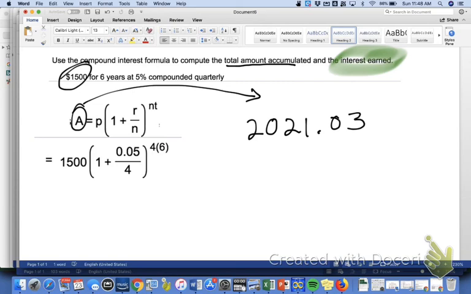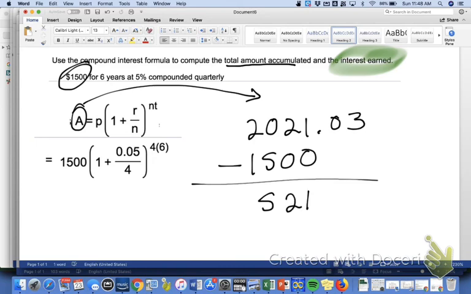But to find out how much of that is interest that I earned, I need to go back and subtract the original $1,500 that I invested in the first place, because obviously that's what I started with. So if I subtract, I get $521.03. So the actual amount of interest that I earned was this right here.